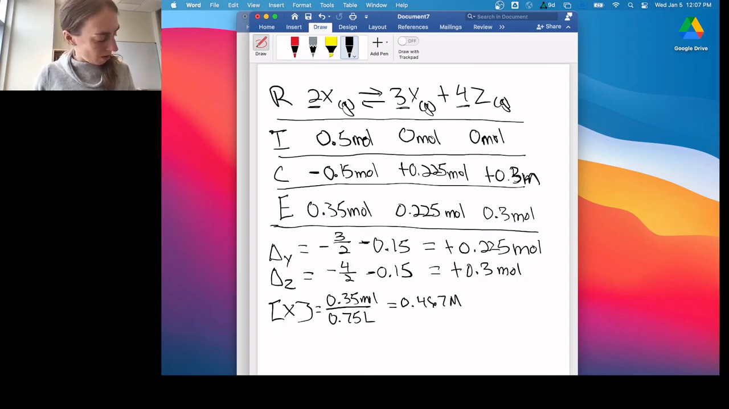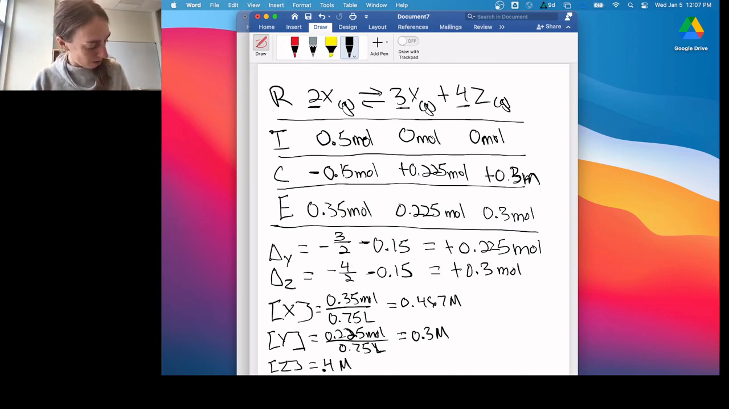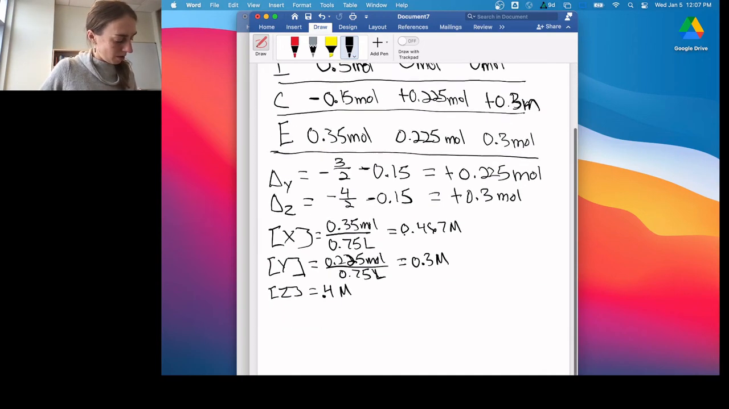And then we can do the same thing for Y. That is 0.225 moles over 0.75 liters, and that equals 0.3 molar. And you don't need to see this for Z. Our concentration here is 0.4 molar.